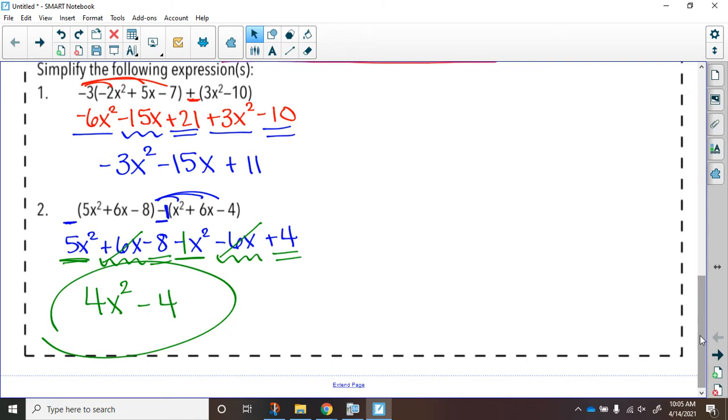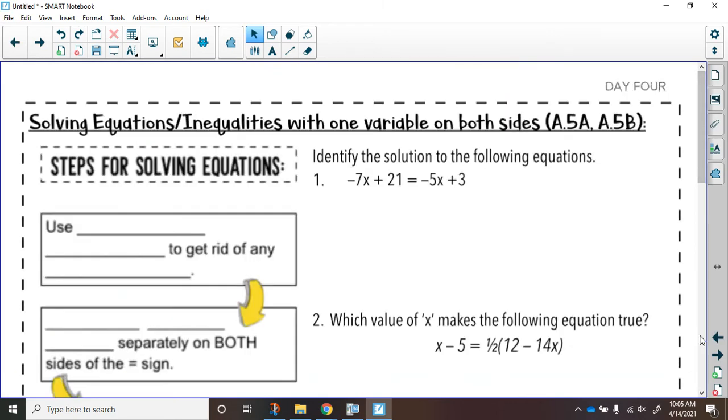Moving on to the next page. And we're going to be solving equations and inequalities with one variable on both sides. So let's go over the steps for solving an equation. So step 1, we need to use the distributive property to get rid of parentheses.